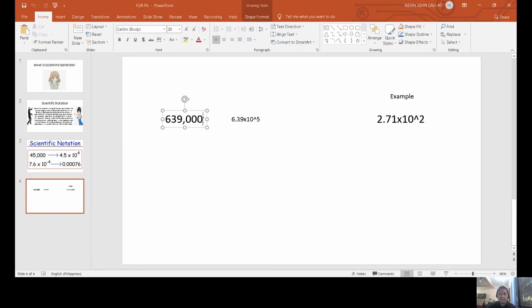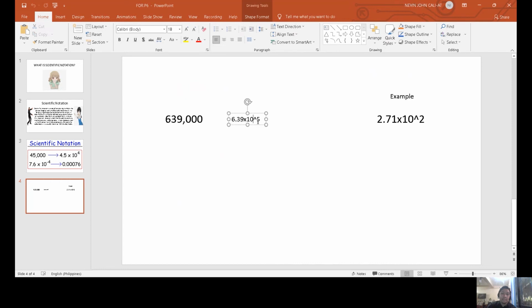First, we will move the decimal place, the period or the decimal point. Since the decimal point is on the right side, we will be moving it to the left because we have to make a whole number and two decimal places before putting the times 10 raised by an exponent. So if we move from right to left, we move 1, 2, 3, 4, and 5. That will make it 6.39.